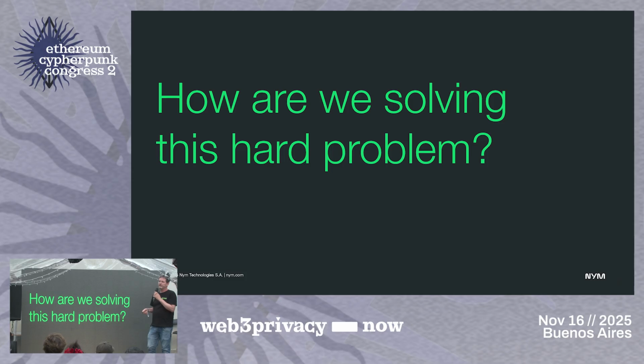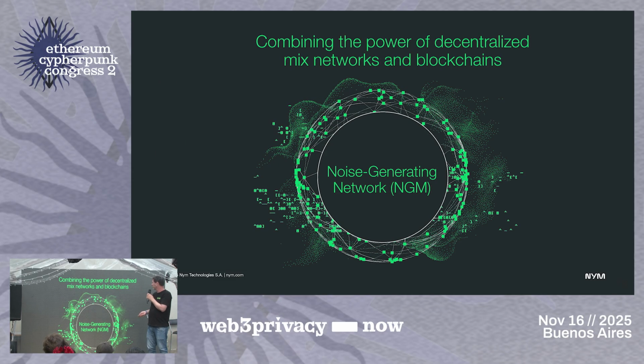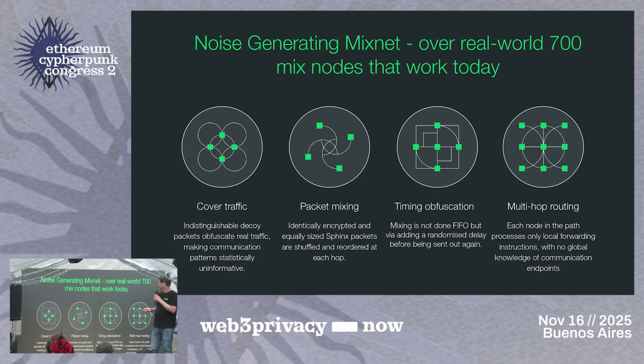So how are we solving this hard problem on the network, combining the power of other decentralized networks and blockchains, using what we call a noise generation network. The noise generation mixnet is real. We have 700 mix nodes, all of them administered by a community. They are not our servers that work today. So these are the four critical points of the mixnet.